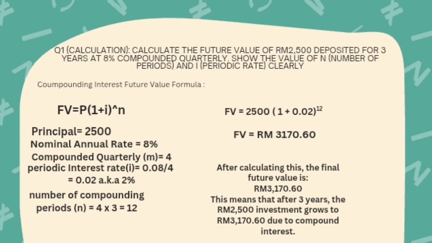Quarterly means 4 times a year. So to find the periodic interest rate, I divide 8% by 4. That gives me 0.08 divided by 4, which equals 0.02 or 2% per quarter. Next, I calculate n, which is the total number of compounding periods. Since it is compounded 4 times a year for 3 years, n equals 4 times 3, which is 12 periods.